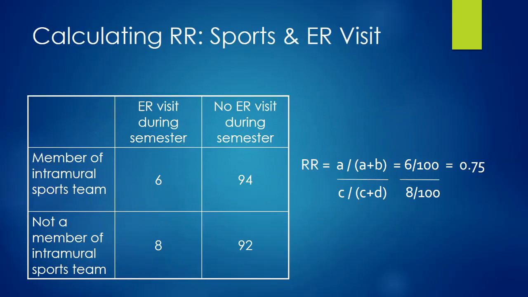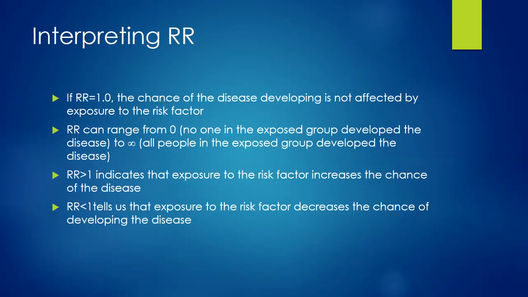And that means it's less than 1. So it means that our exposed group has a lower risk of the outcome, in this case ER visits, than the unexposed group. And we'd say that the members of an intramural sports team have 0.75 times the risk of visiting the ER during the semester compared to people who weren't on an intramural sports team. So just going back, again, a relative risk of 1 means identical risk in the unexposed and exposed groups. And a relative risk can range from 0 to infinity. So anything above 1 indicates higher risk in the exposed group, and a relative risk of less than 1 means lower risk in the exposed group.